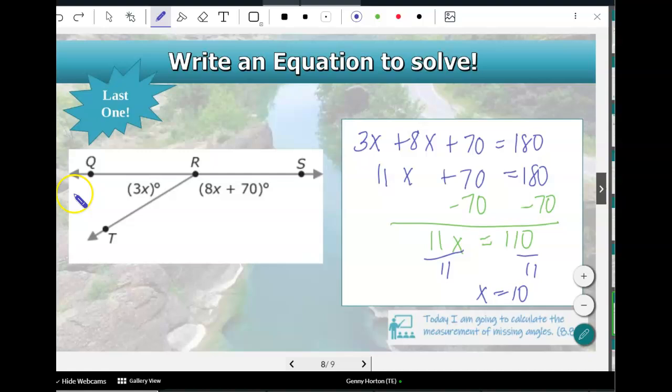So plug it in over here. We have 3 times 10. This is 30 degrees. And then we're going to do the math here. 8 times 10 plus 70 is 80, plus 70 is 150. And you can see that 30 plus 150 is our 180. So here's our answer here, and here's this one.